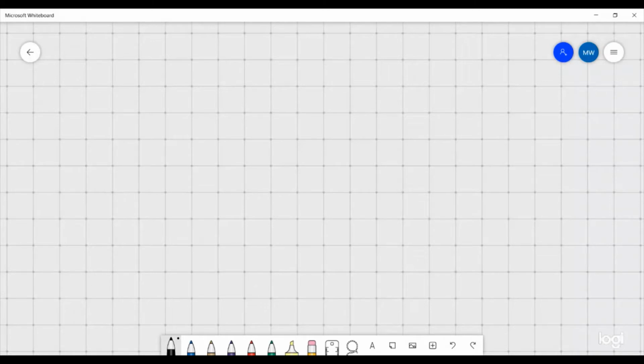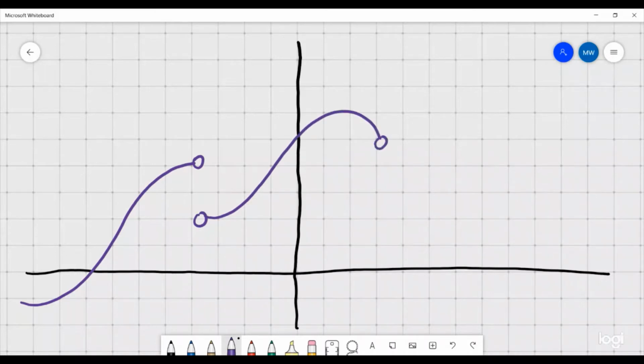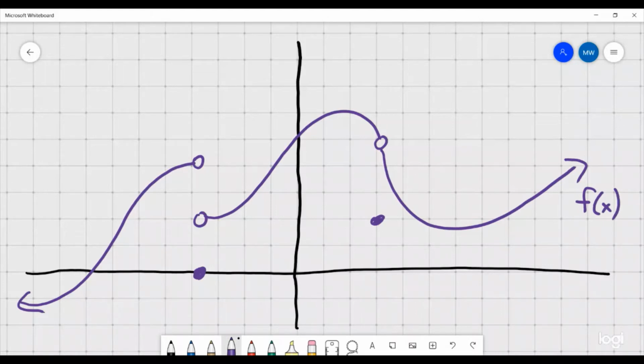Okay, so let's look at a few different graphs and try and intuitively figure out what the limits of those functions are going to be. So let's say that these are our axes, and we have the function that is behaving like this. So let's say that this is our graph of f of x. And we are going to try and figure out what is the limit of f of x as x approaches 3.